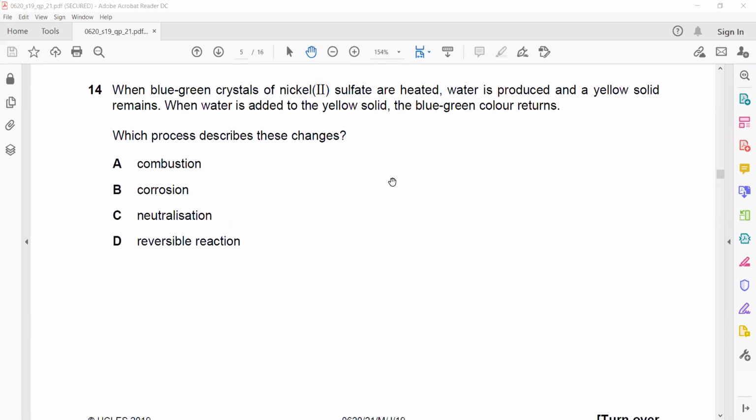Question 14. When blue-green crystals of nickel sulfate are heated, water is produced and a yellow solid remains. When water is added to the yellow solid, the blue-green color returns. It means it is reversed. Which process describes these changes? The reactant can form the product and the product can form back the reactant. So we call that a reversible reaction.